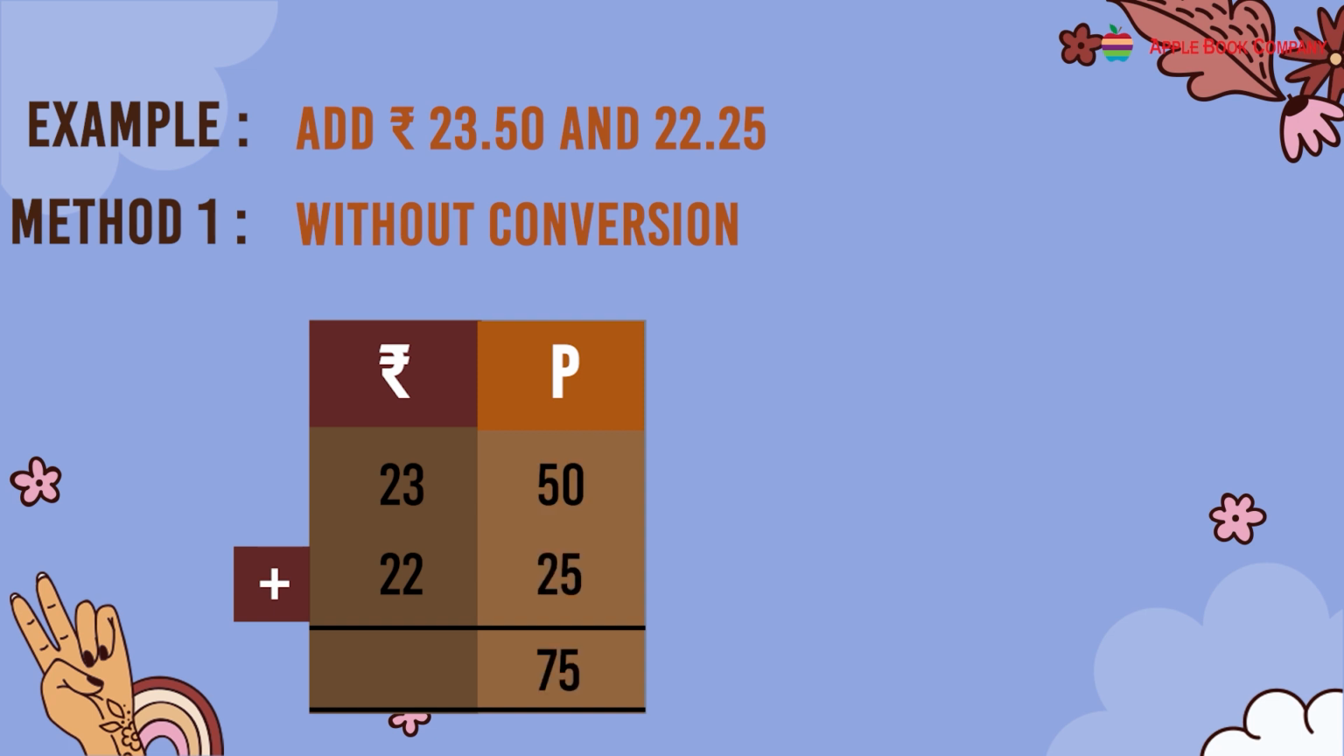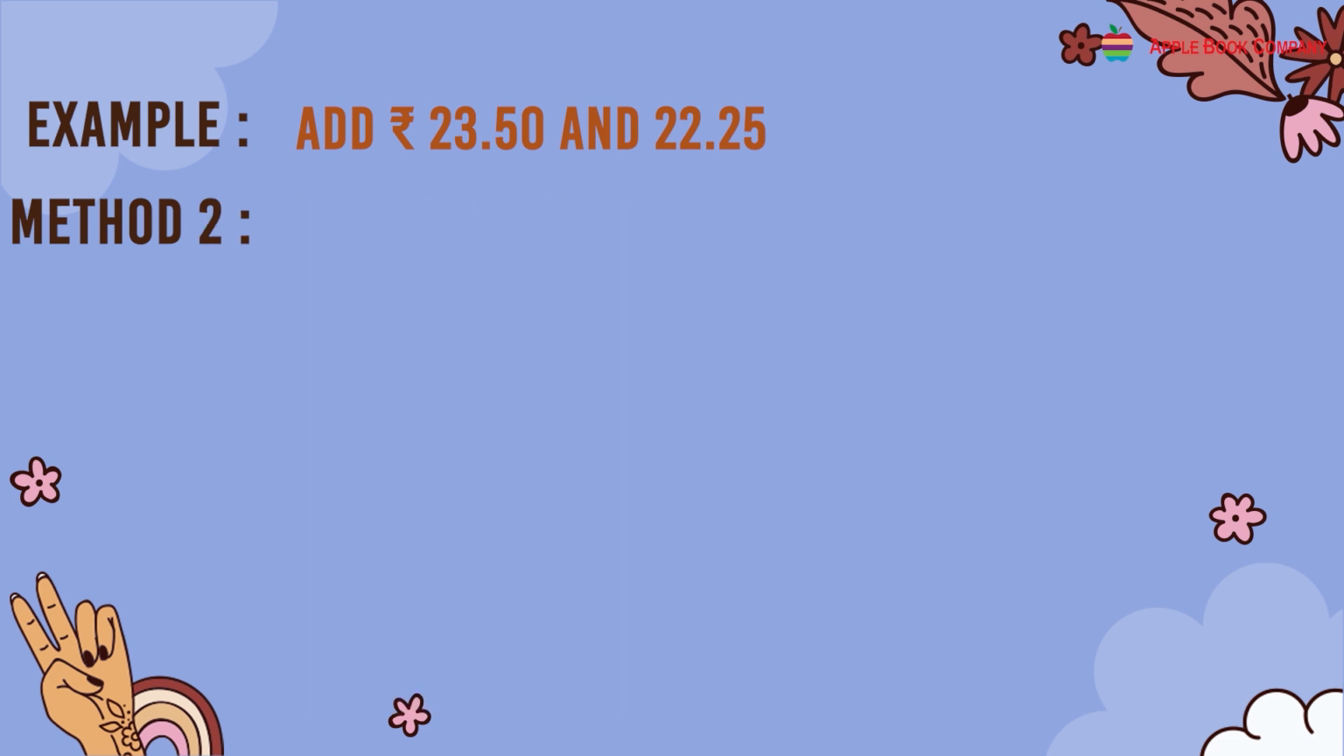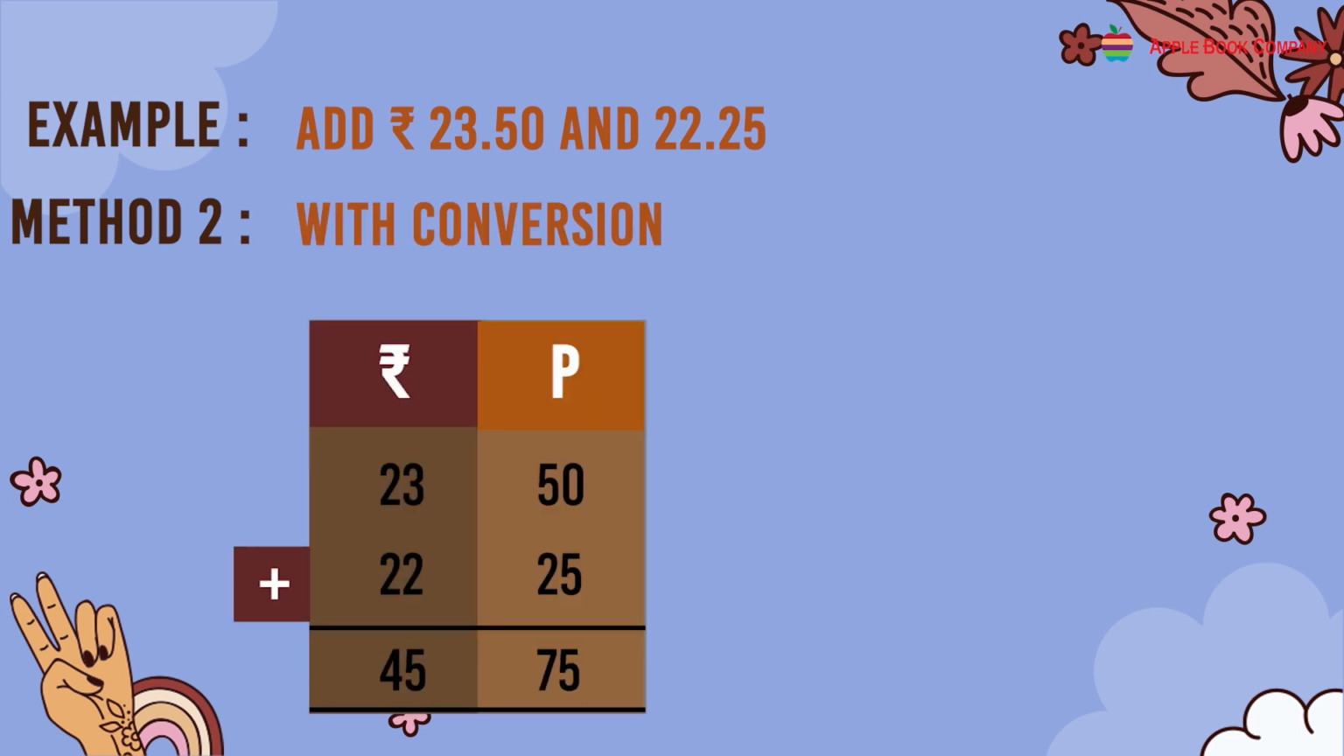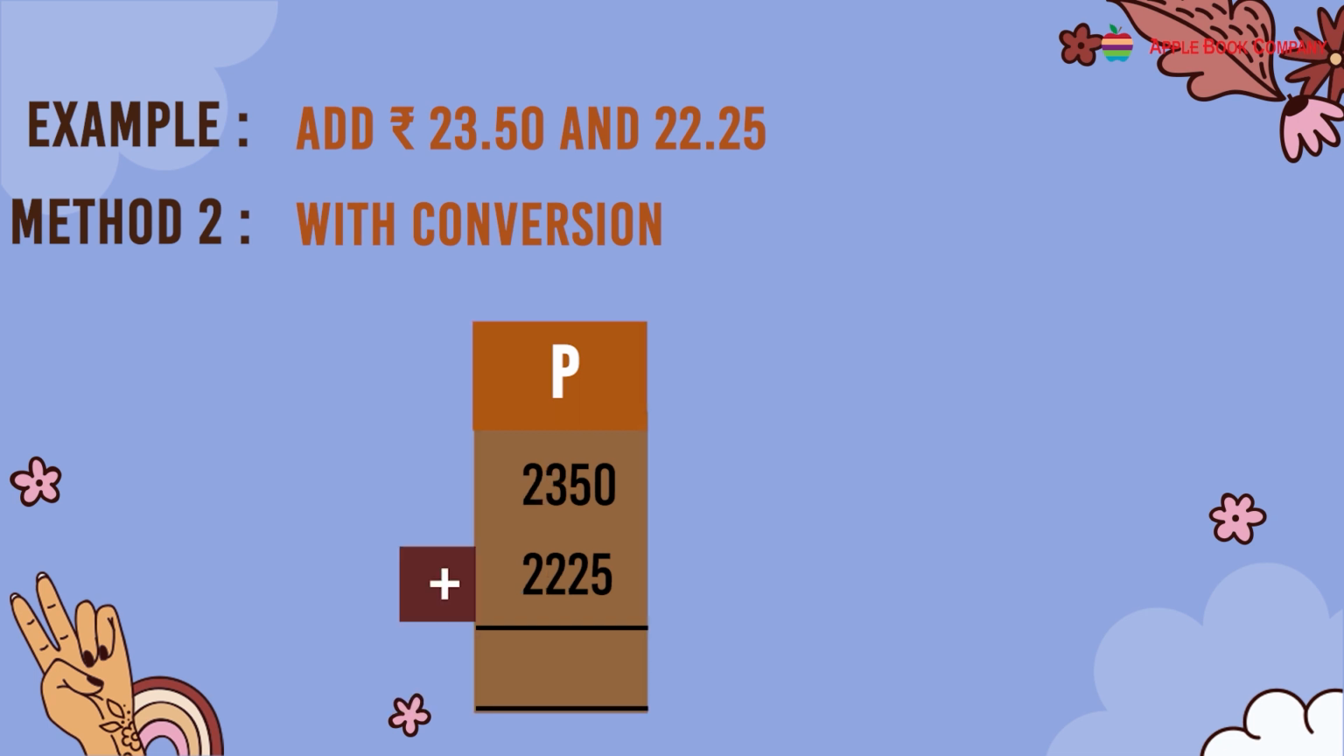Step 3. Then add the rupees. 23 plus 22 is 45. So the answer is 45 rupees 75 paise or 45.75. Method 2, with conversion. Convert both amounts into paise by removing the dot. Now add all the digits. In the answer, put a dot after two digits from right.